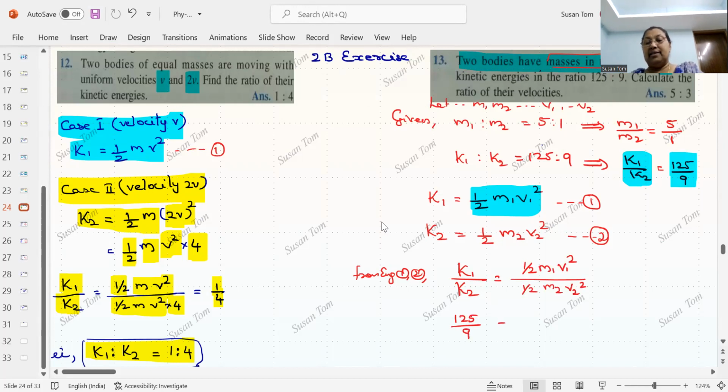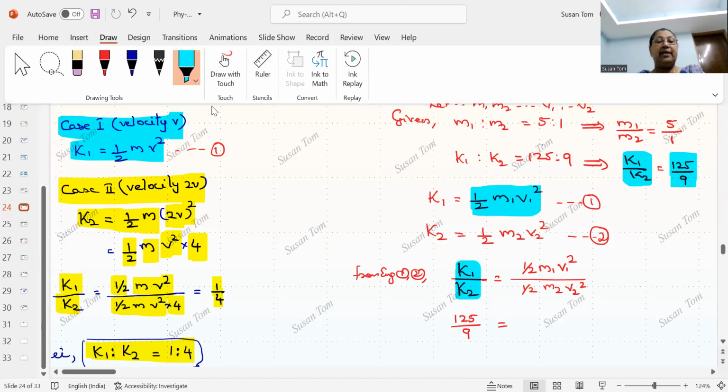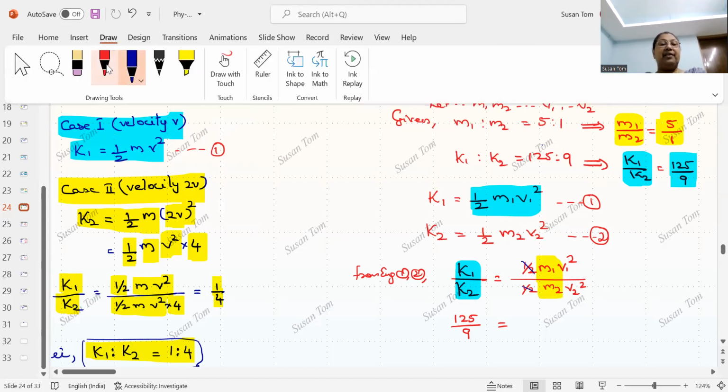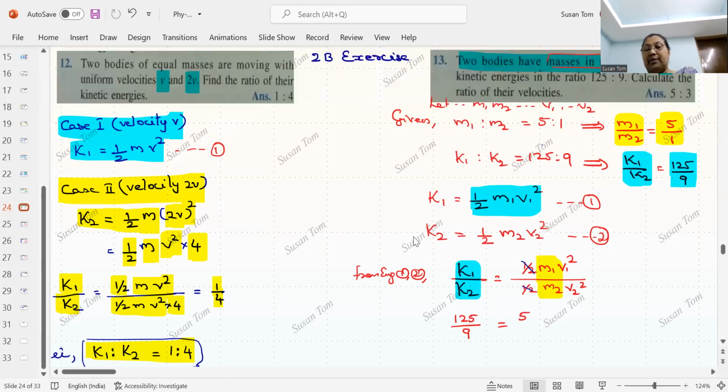This is given, is equal to. So this k1 by k2 is substituted by 125 by 9. Second, one more relation is given in the question, that is m1 by m2 is equal to 5 by 1. So this m1 by m2 I'm also rewriting with the values. Before moving, I'm just cutting the half and half from the numerator and denominator. So what I'm left with is only the m1 by m2 substitution, 5 by 1.